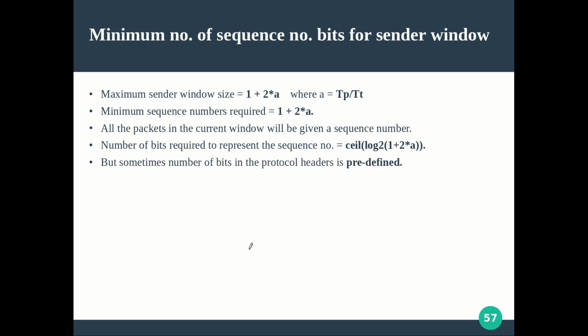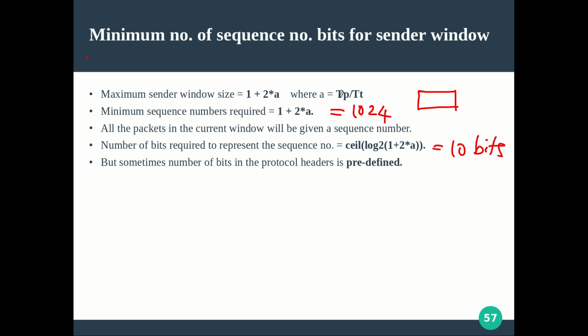See now another thing: sometimes the number of bits in the protocol header is predefined, but here 2 bits or 3 bits is what we calculated. But now in a different scenario, suppose when you calculate this 1 plus 2a you got some 1024, right? So when you take the log you will get 10. So 10 bits you want. But when you look at the actual protocol, once you design a protocol, the header, everything you will fix, right?